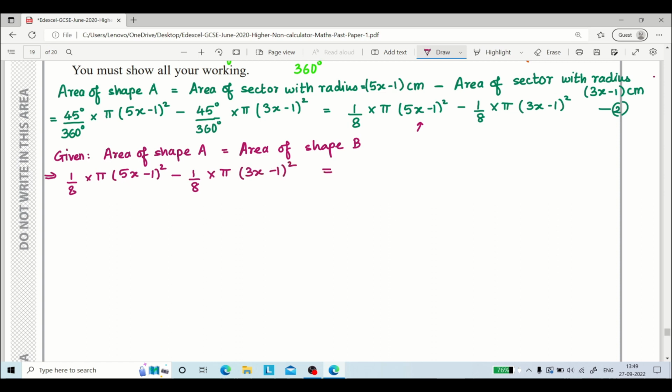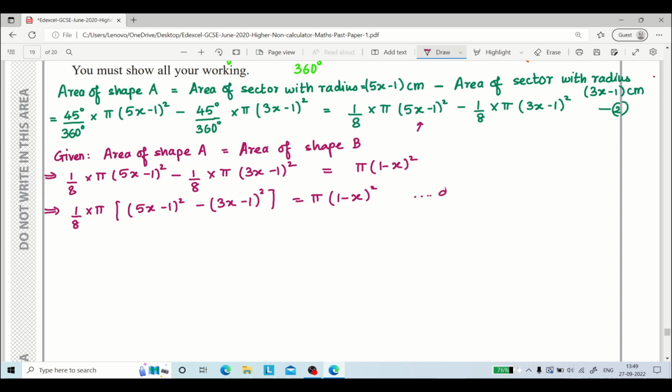That is equal to what? The area of shape B. And what is area of shape B? It is pi into 1 minus x whole square. Now what are we going to do? We are going to take this 1 over 8 into pi common. Yeah, we already know the algebra part. So what is left here? 5x minus 1 whole square minus 3x minus 1 whole square equal to pi into 1 minus x whole square.